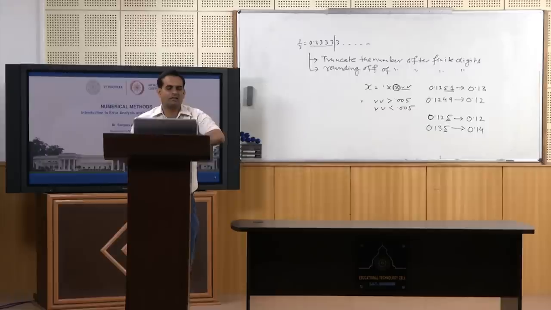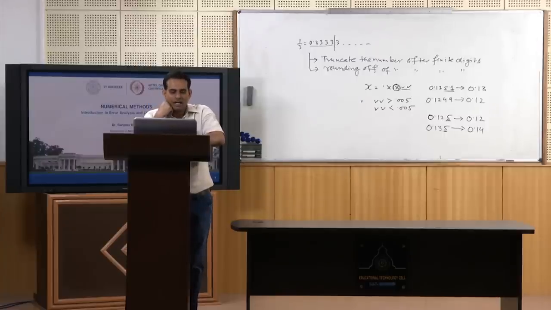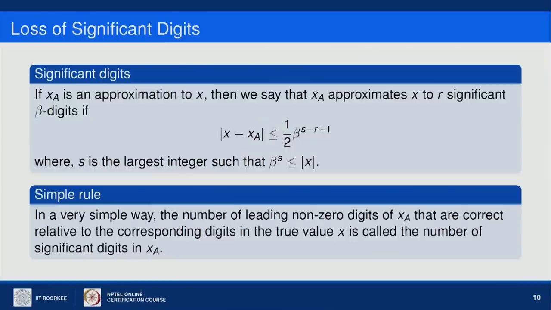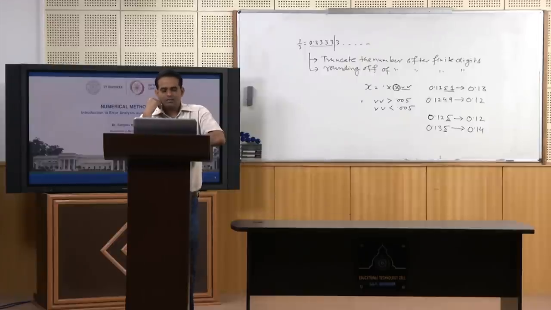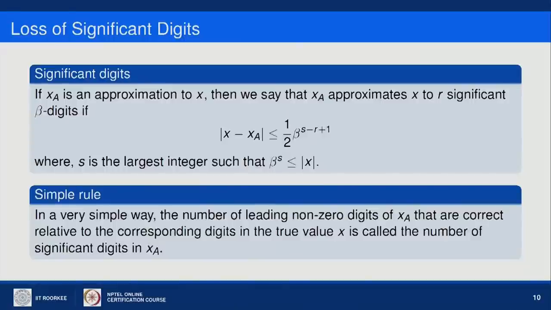Now, let us talk about significant digits in the approximate solution of approximation of a number. So, let x_a be an approximation of a number x, then we say that x_a approximates x to r significant beta digits, where beta is the base of the number, if the absolute value of x minus x_a is less than or equal to half times beta raised to power s minus r plus 1, where s is the largest integer such that beta raised to power s is less than or equal to mod of x.